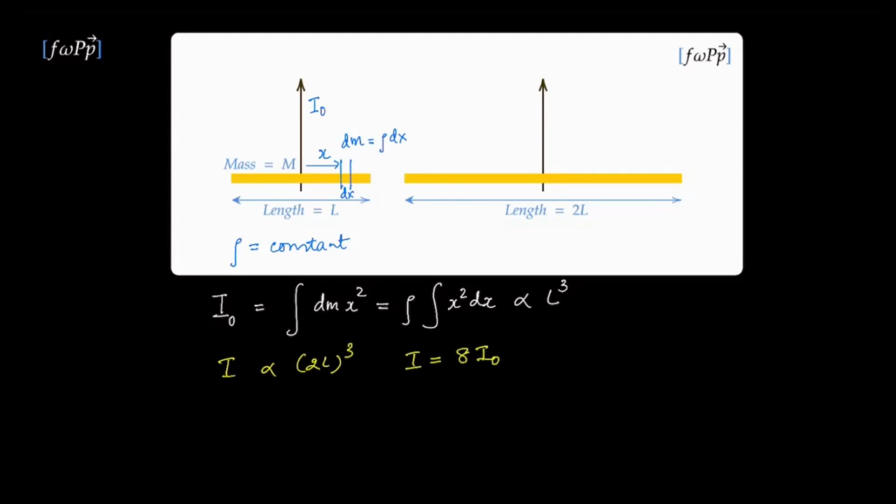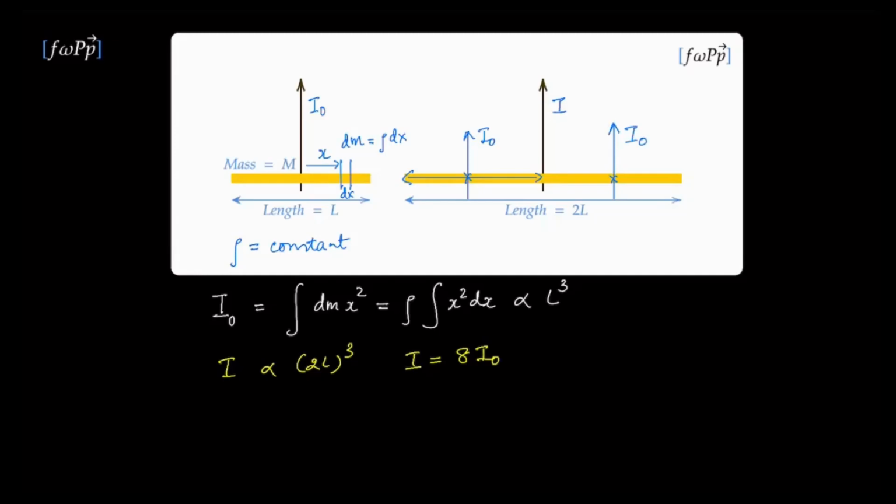The second idea we're going to use is to figure out this moment of inertia in terms of the moment of inertia I naught by using the parallel axis theorem. If you look at this half, it is of length L, therefore it is just like this rod. So about its own center of mass, it would have a moment of inertia which is I naught. Similarly, about this axis, it would also be I naught.